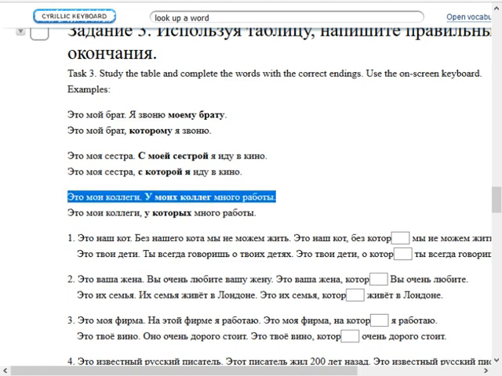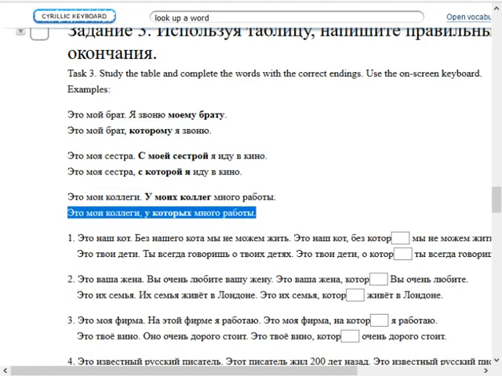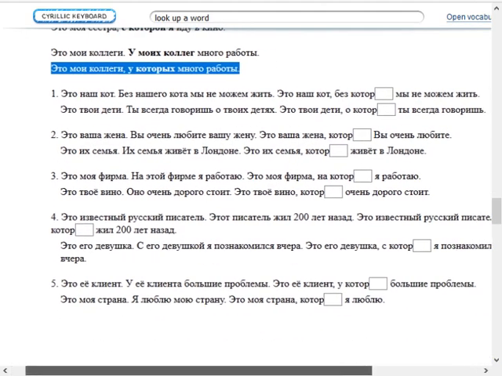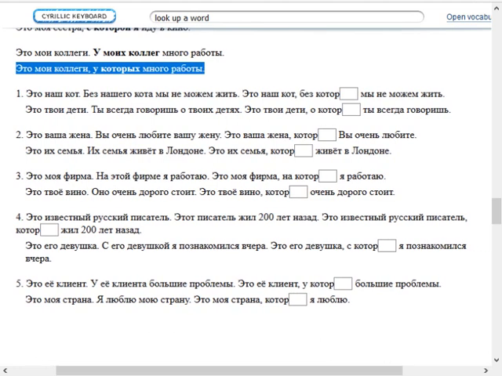And here's the final example. Это мой коллеги. This is my colleague, or these are my colleagues. У моих коллег много работы. My colleagues have a lot of work. And then it becomes это мои коллеги, у которых много работы. These are my colleagues, which have a lot of work. Okay. Scroll that over just a little bit because these lines are a little bit longer.